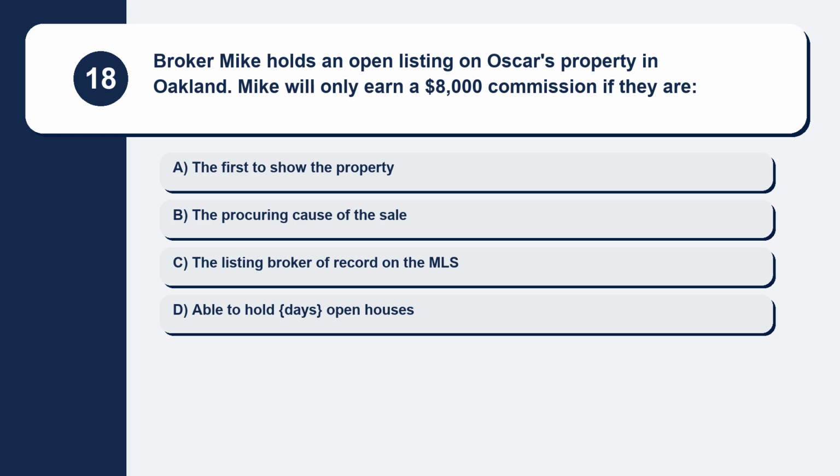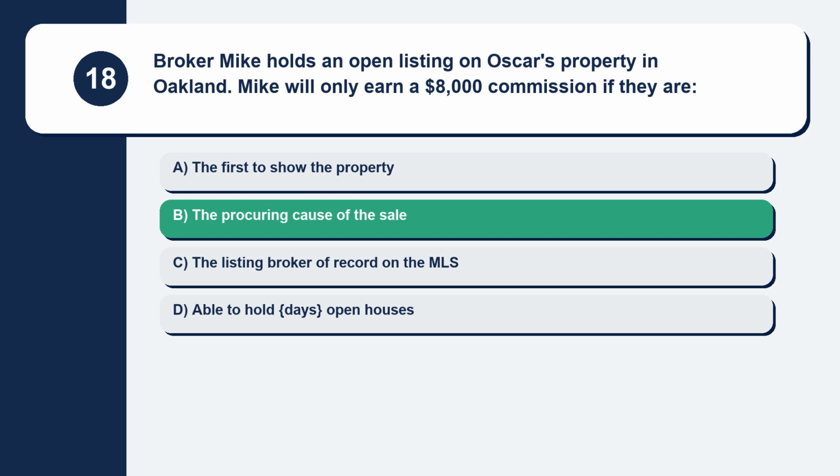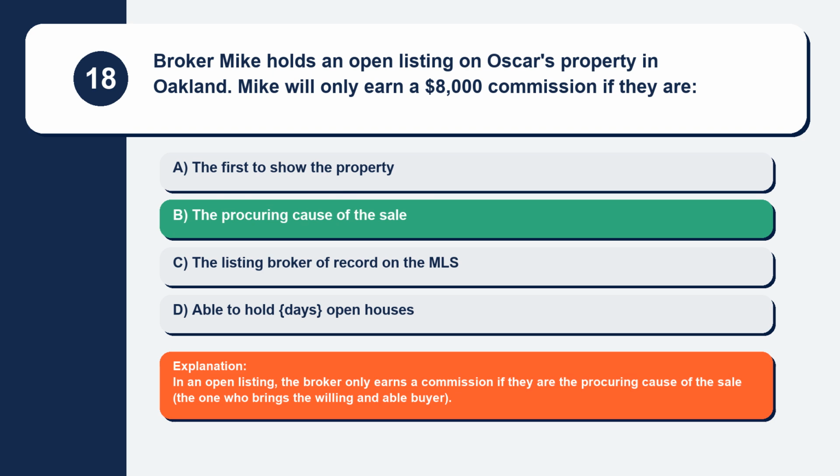Question 18. Broker Mike holds an open listing on Oscar's property in Oakland. Mike will only earn an $8,000 commission if they are. Here are your options. Option A, the first to show the property. Option B, the procuring cause of the sale. Option C, the listing broker of record on the MLS. Option D, able to hold open houses. The correct answer is option B, the procuring cause of the sale. Explanation: in an open listing, the broker only earns a commission if they are the procuring cause of the sale, the one who brings the willing and able buyer.